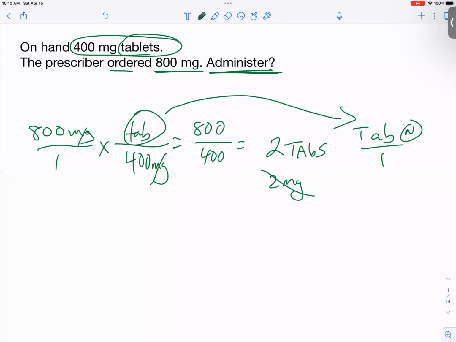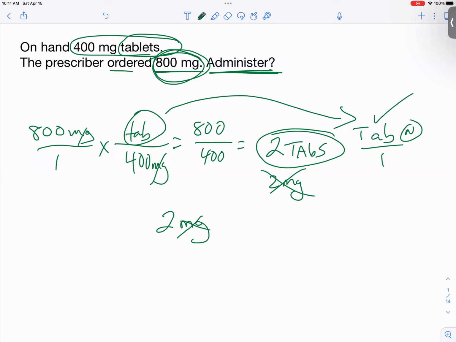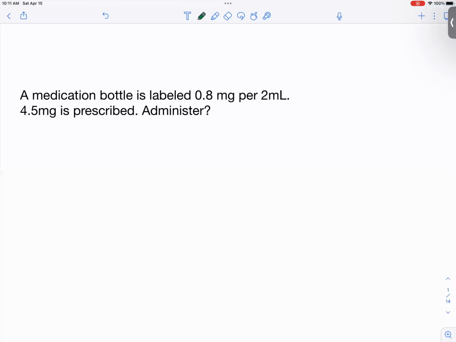If you write 2 milligrams, you get that answer wrong. That's the wrong unit of measure. I want you to think about it this way: if you write 2 milligrams, you already didn't follow the doctor's order. He ordered 800 milligrams, right? So make sure your unit of measure is correct. And this answer is 2 tabs. Beautiful. All right. Try this problem. If you're watching the video, pause it here.